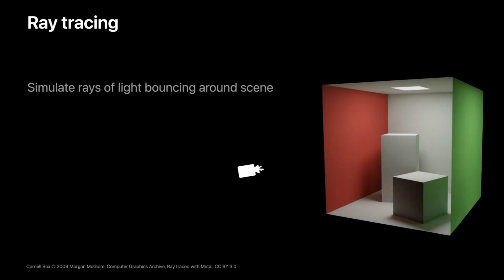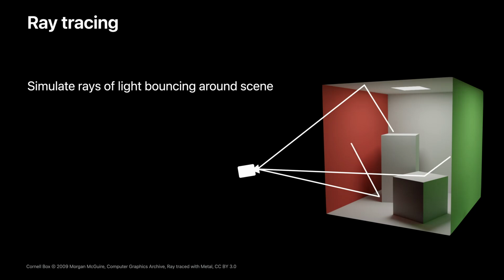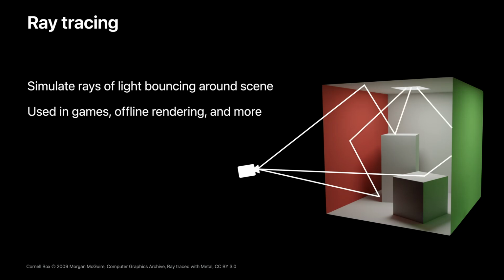Today, Dominic and I are going to talk about the performance enhancements and features we've added to the Metal Ray Tracing API this year to help you maximize the performance of your ray tracing applications. Ray tracing applications simulate individual rays of light bouncing around a scene. This is used in games and offline rendering to produce photorealistic reflections, shadows, global illumination, and more. This requires simulating a lot of rays, so performance is critical for these applications. Fortunately, Metal has built-in support for ray tracing optimized for all Apple devices.